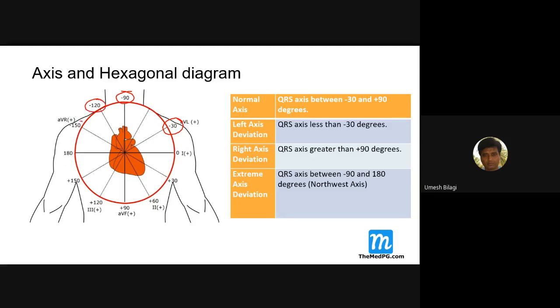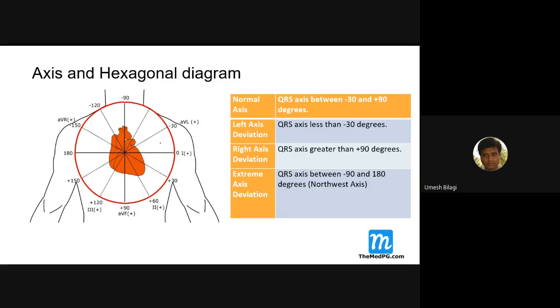You can see it is marked negative. So the upper half of the circle above the 0 is negative, whereas the lower half is positive. First you note this here. The lower half is positive, whereas the upper half is negative. So if the electrical axis falls above the 0 line, it becomes negative. If it falls below the 0 line, it becomes a positive axis. That's the first thing you should know.